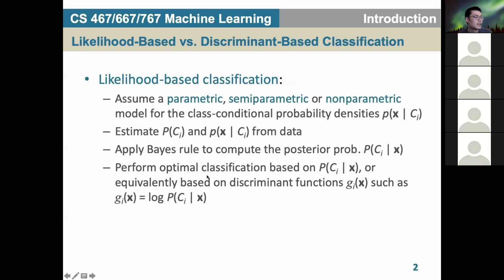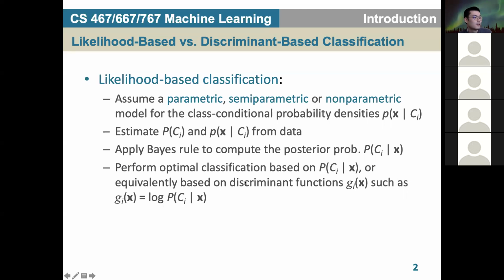So this is equivalent to saying we have a discriminant function that has the same trend as the posterior. We call this discriminant function g_i(x). It is basically saying that we can take the log or not take the log, it's the same. If we find the maximum of P(C_i|x), it's also the maximum of log P(C_i|x).